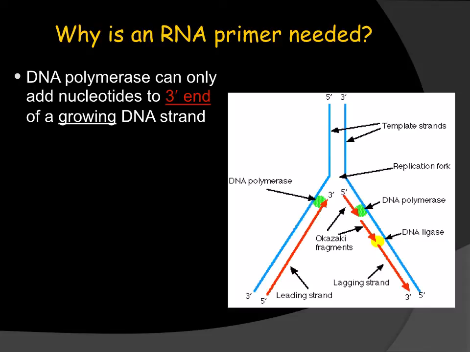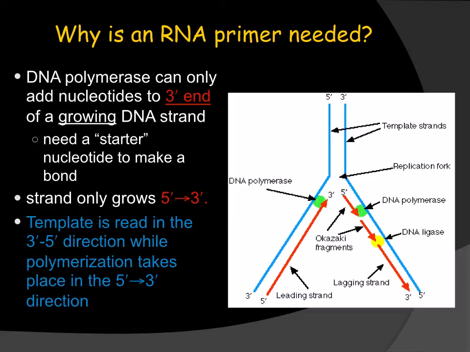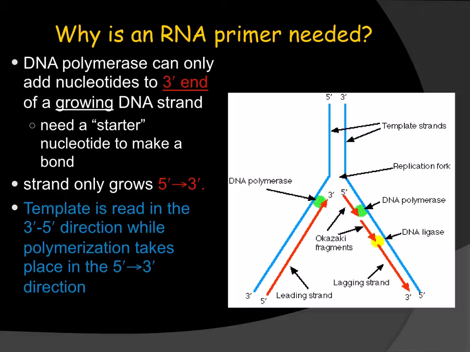So the template is read in a 3' to 5' direction while polymerization takes place in the 5' to 3' direction. The RNA primers then get replaced by nucleotides, and the strand gets joined together by ligase.